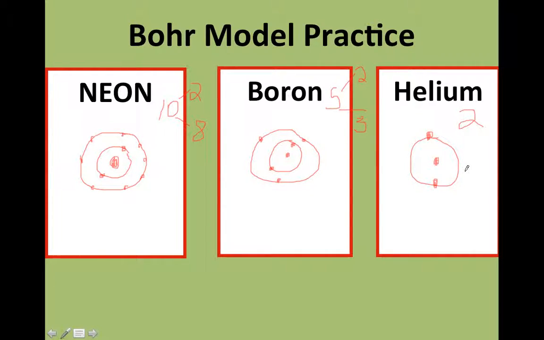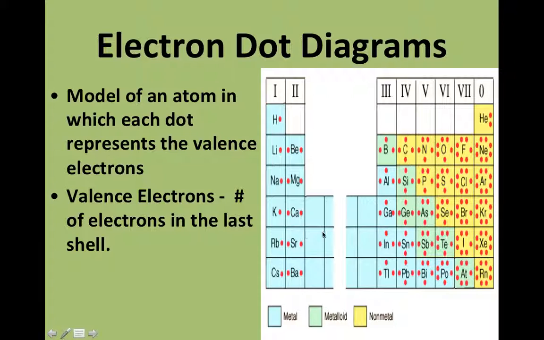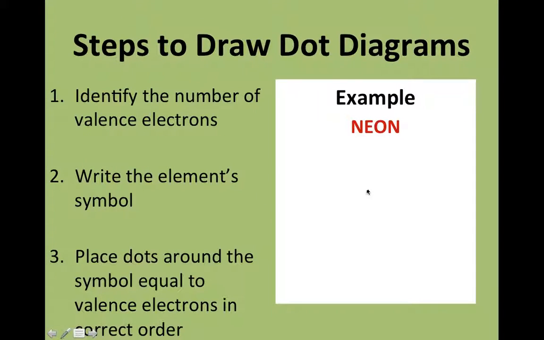Okay? All right. Now, the electron dot diagram basically describes how many electrons are in the last shell, and you draw it with the symbols. Okay? So let's practice. We're going to start with neon. So what you need to do is start off with writing your symbol. So I'm going to do neon.